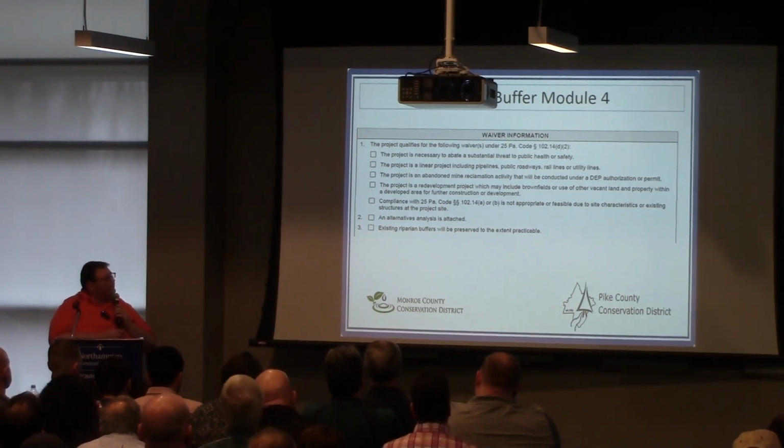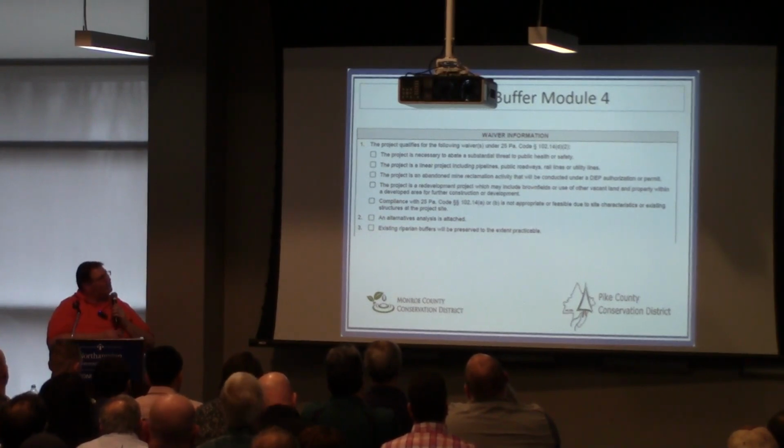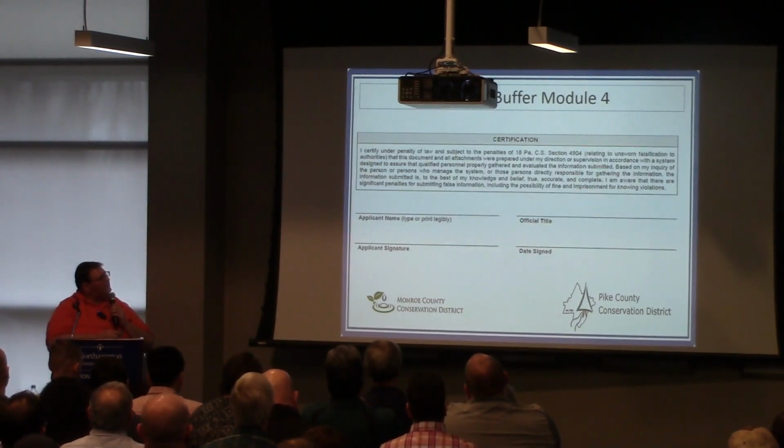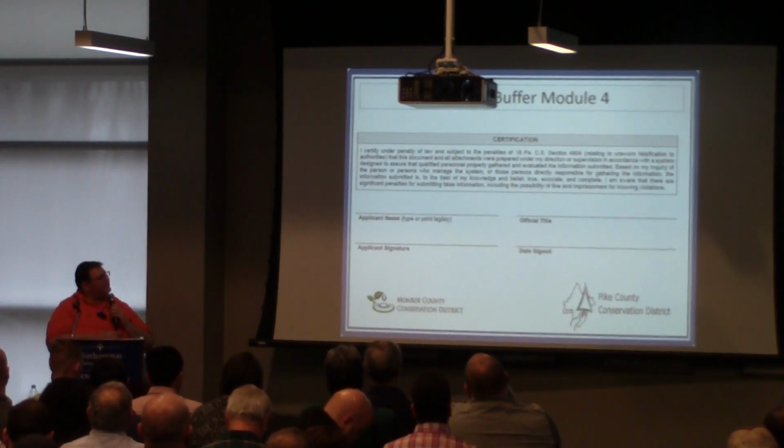And again, the waiver information is only available for E&S permits, so we're not going to even touch on it. It's not available for GPs or IPs. And then again, the certification: the applicant name, and then the applicant's signature.